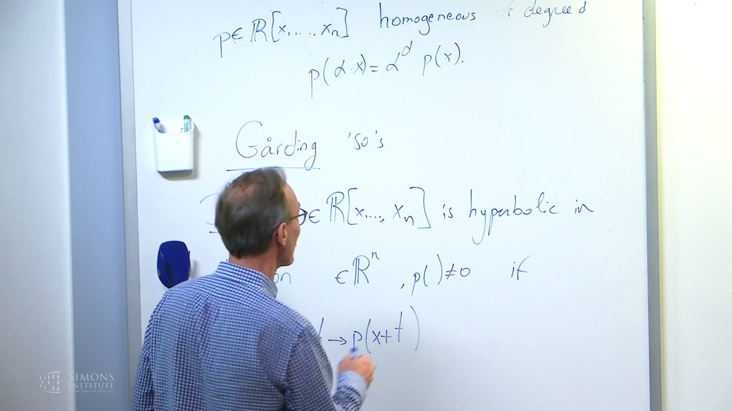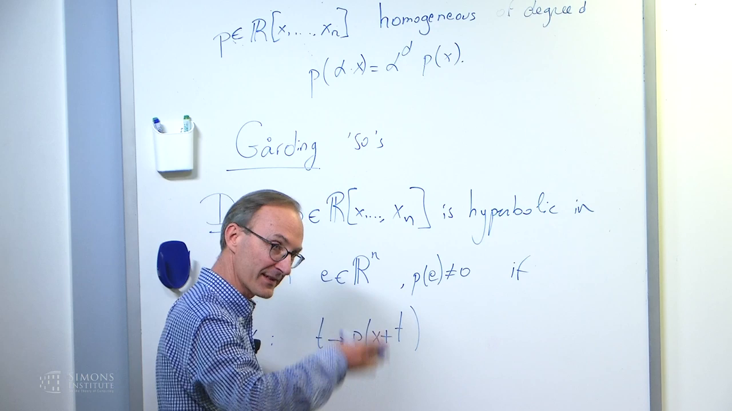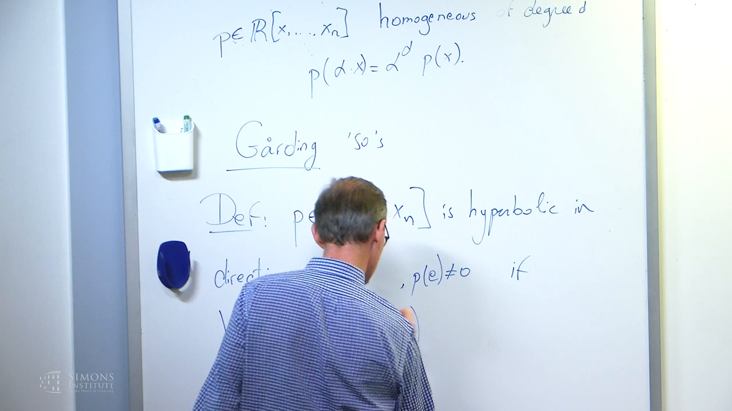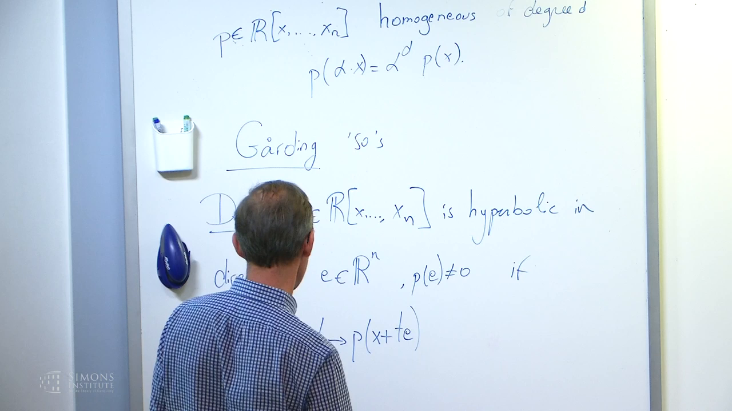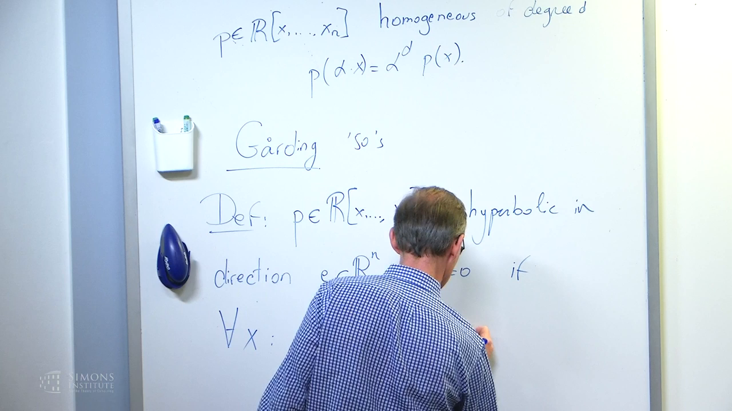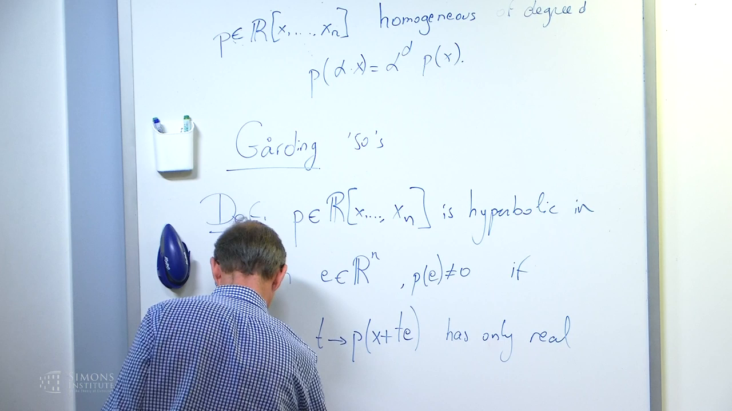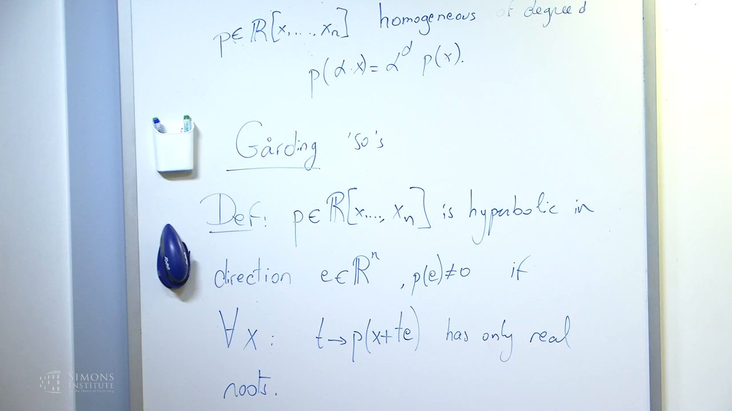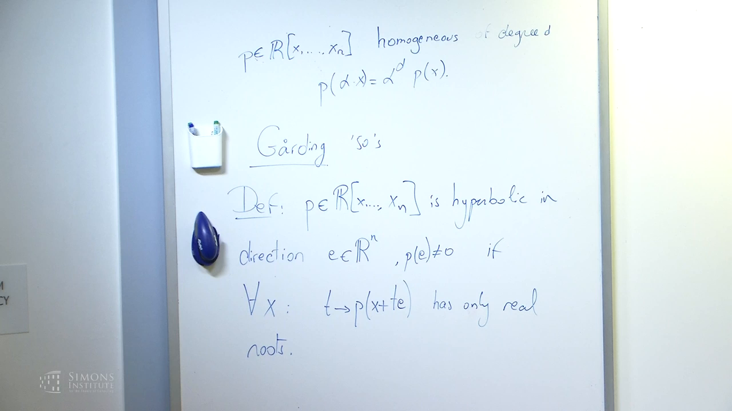So let me call the direction E. So E is not necessarily the all one vector, it's any direction. So P of X plus T E, if this has only real roots. So I'll give you a relation with stability probably a bit later, but let me for now define it that way.